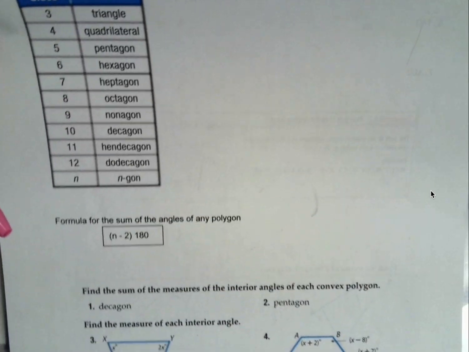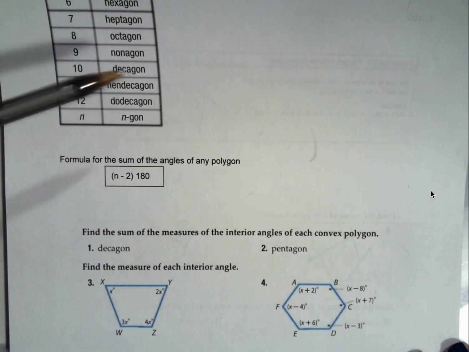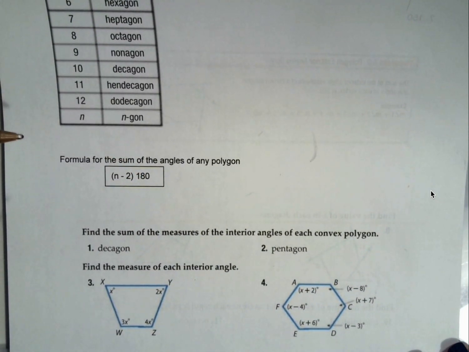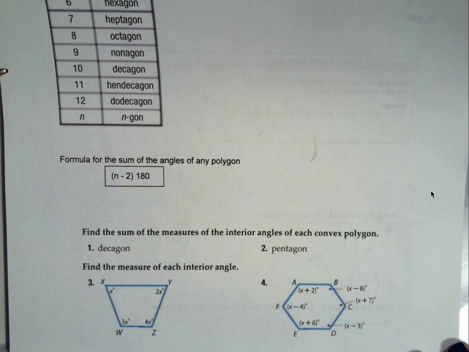This is the formula that we're going to use to find the angles of any polygon. So (n minus 2) times 180. This is in parentheses, so we're using the distributive property when we solve it.